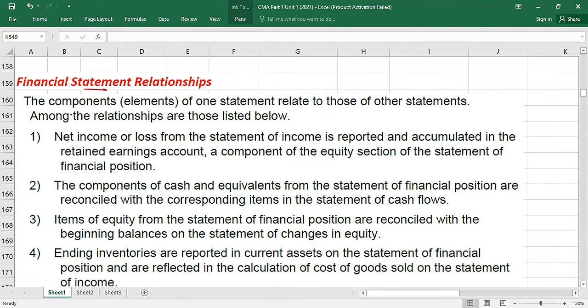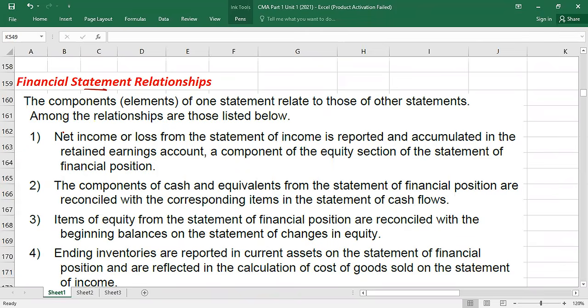Guys, here we have a relationship. For example, one item, inventory: you are recording it in the income statement under cost of goods sold. The same closing inventory you are recording in the balance sheet as a current asset. The same you might record in the cash flow statement as changes in working capital. It means one item is recorded in different parts of the statements.